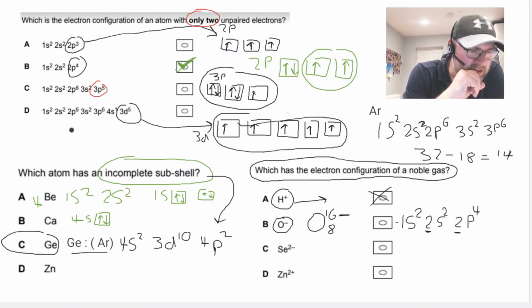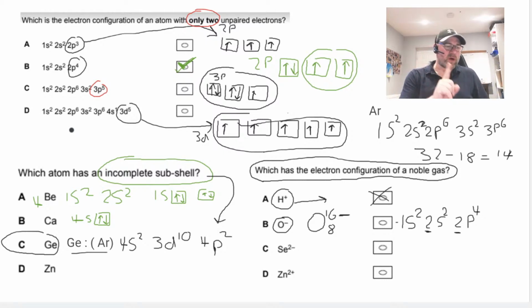So let me see. What if we did 1s2, 2s4? Oh, you can't do 2s4. I see what you're saying, Zainab. Good point. You can't do 2s4 because the s only is made of one box, one orbital. It only has enough room for 2 electrons. S's only ever can hold 2. P's can hold 6 because they are made of 3 boxes. So we'll have to fill up the s first, and it will always go 2s2.